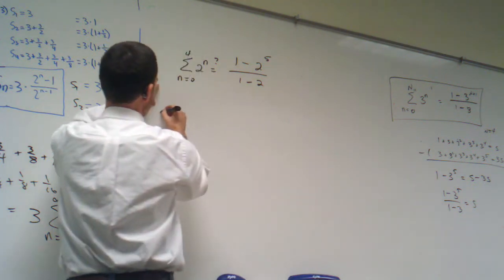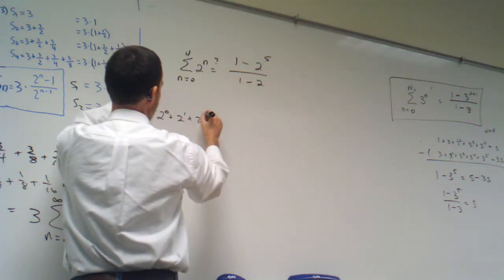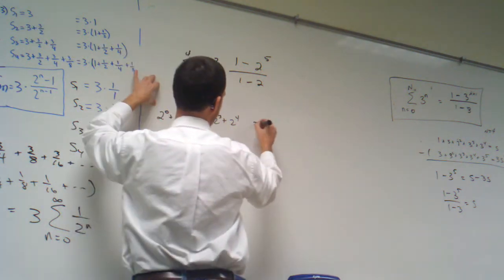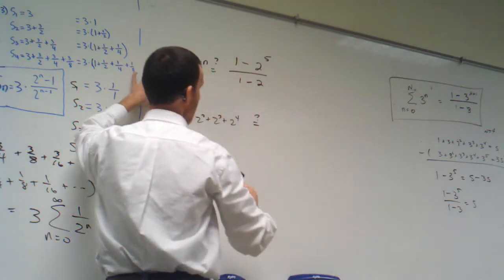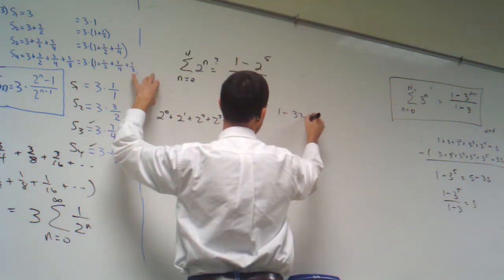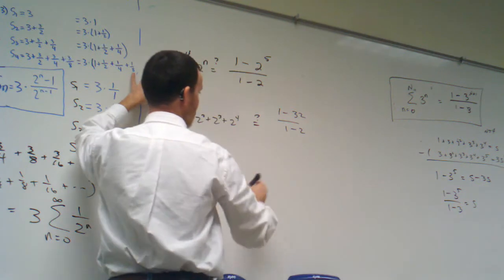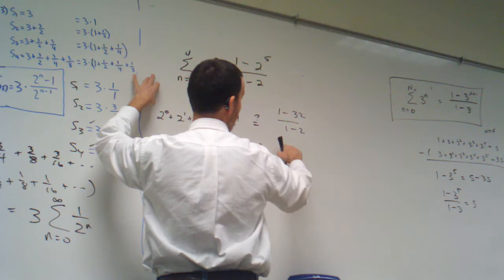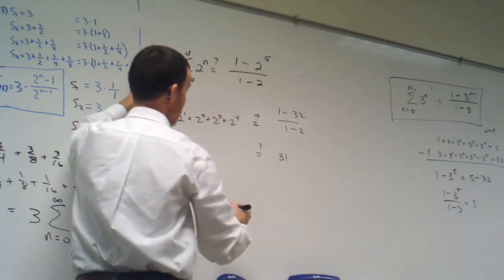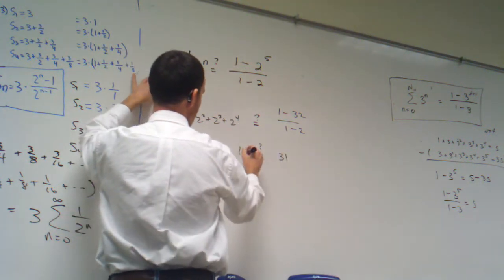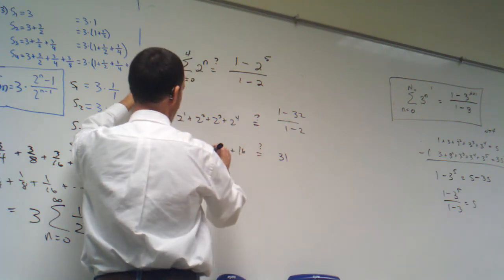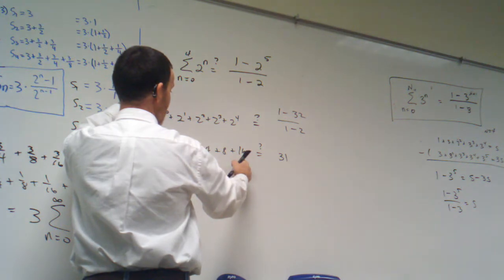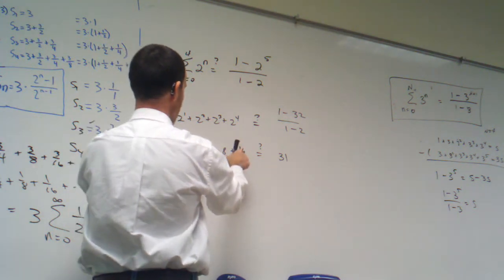This side is 2 to the 0 plus 2 to the 1 plus 2 squared plus 2 cubed plus 2 to the 4th, right? This side is 1 minus 32 over 1 minus 2. This is 16 plus 8 plus 4 plus 2 plus 1. 16, 26, 31.